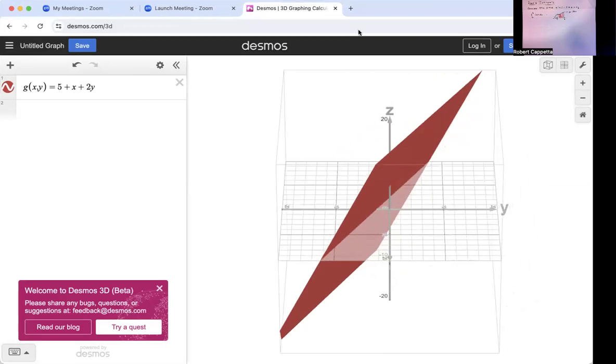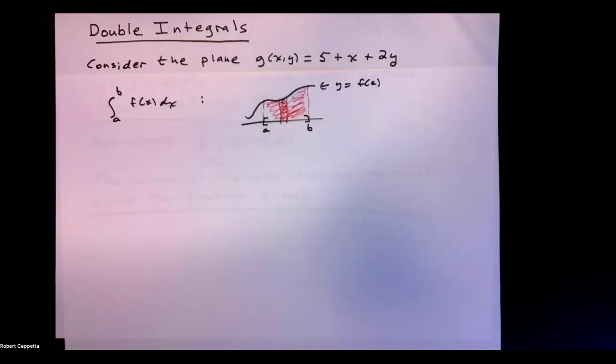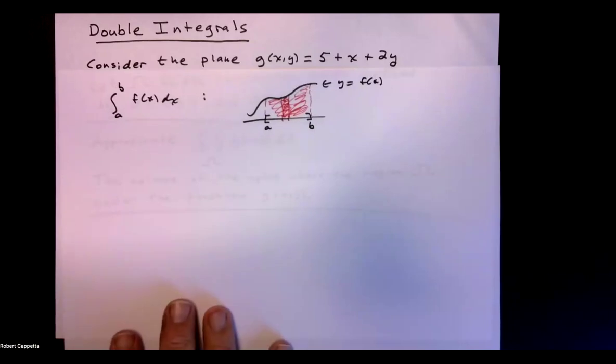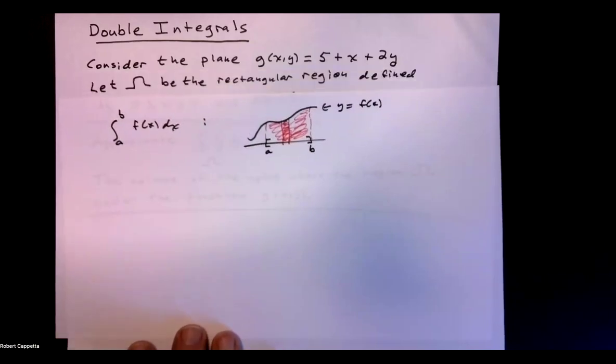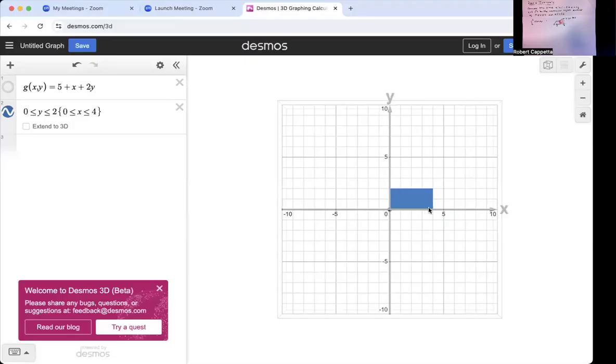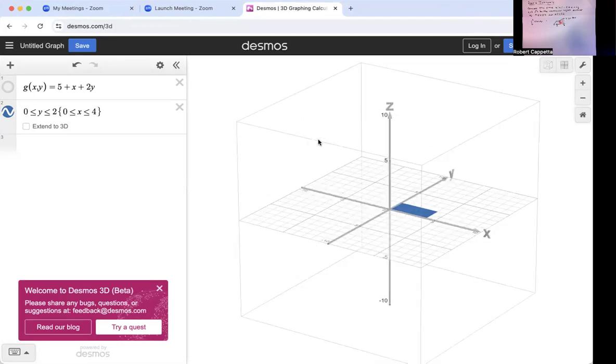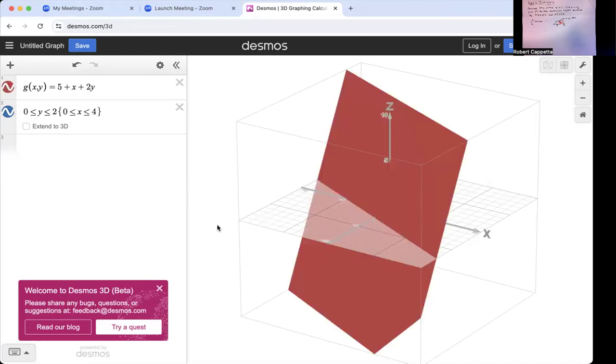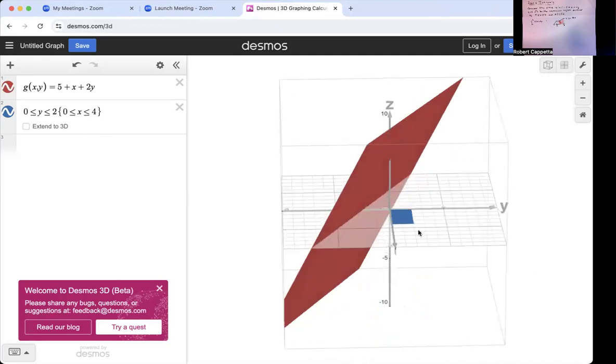So that's what we're starting with, that plane, which is analogous to the curve that we showed before. Now what do I want to consider next? I want to let omega be the rectangle defined as x between 0 and 4 and y between 0 and 2. Let's visualize that. So here's our region: x goes from 0 to 4 and y goes from 0 to 2. And then we had that plane. We're looking for something under that plane above that region. If we go up from this little region up to the plane and sum everything up, what are we measuring there?